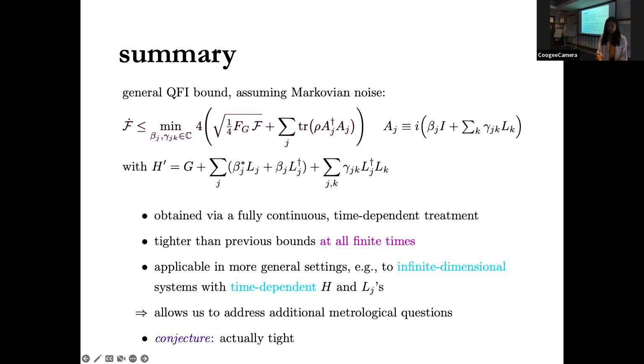Finally, we also conjecture that our bounds can actually be attained. We showed that they're tight in certain specific settings, like for a harmonic oscillator, but I think that by adapting the error correction techniques used in previous work, it might be possible to show that they're attainable more generally.